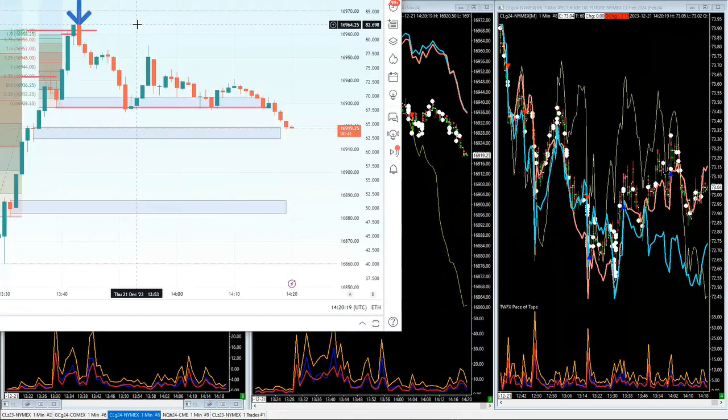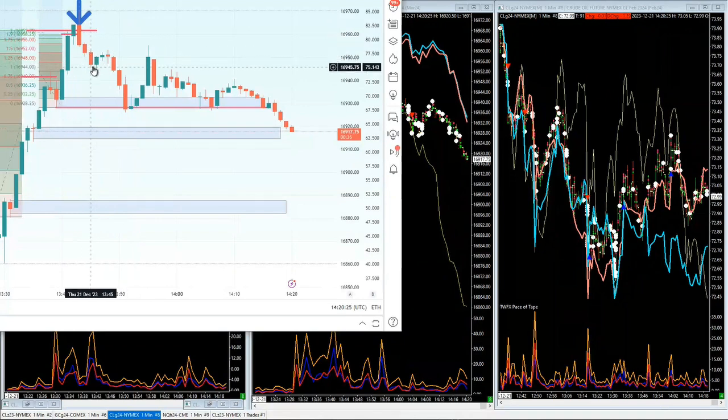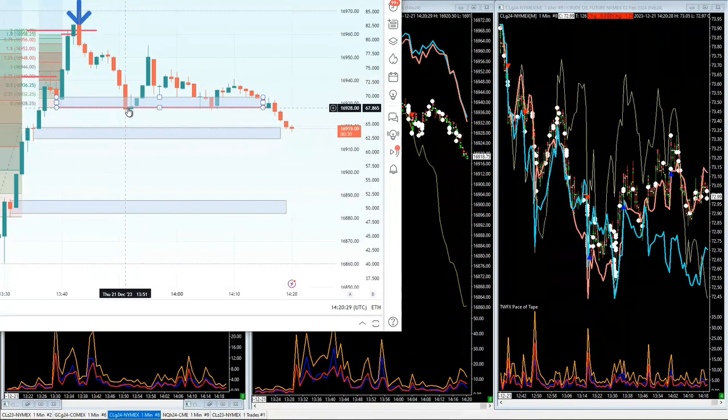Every move has this quality about it. Every single move has this quality. As the price sells off here, this green pop here tells me where the next pop's going to take me to.